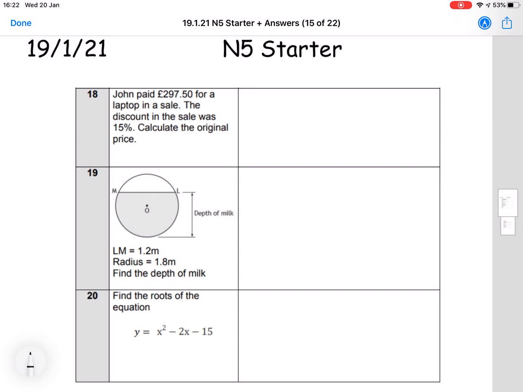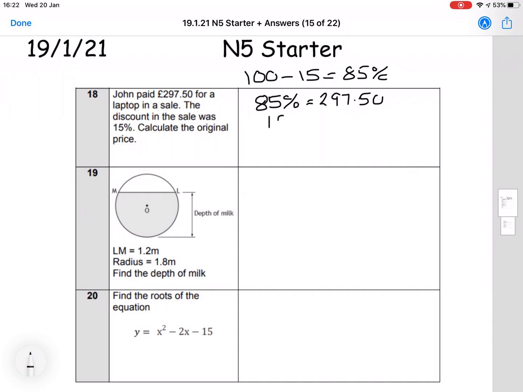So that would be a reverse percentage. So what we have to do is think of what percentage this amount of money is representing. So if the discount was 15%, we obviously would have started with 100 and we've lost 15%. So that's going to leave us with 85%. So the first thing we would do is set that percentage to the amount of money. So 85% is equal to £297.50.